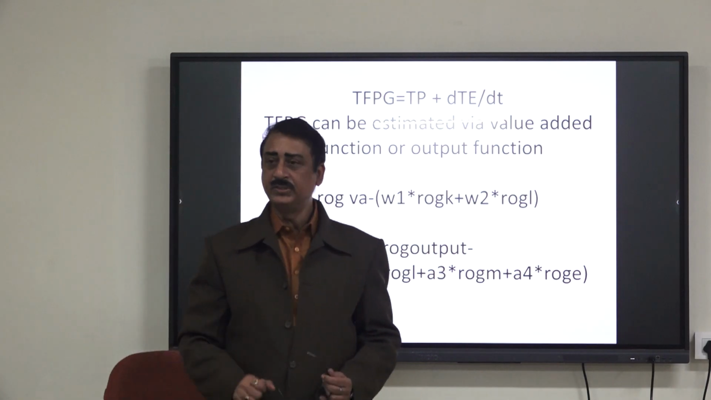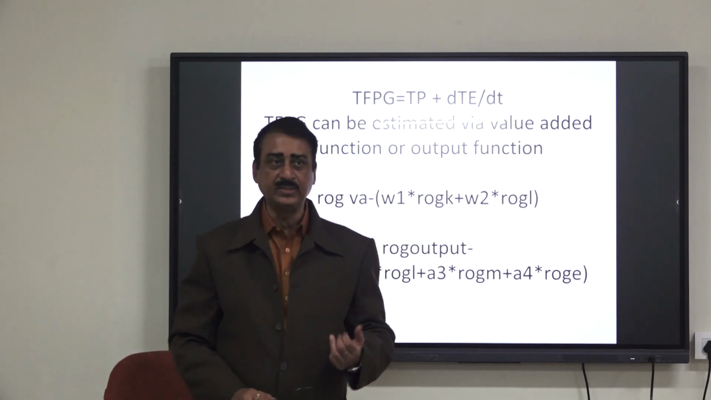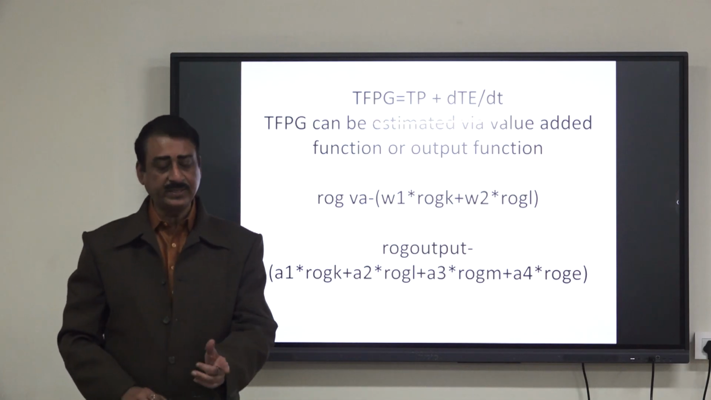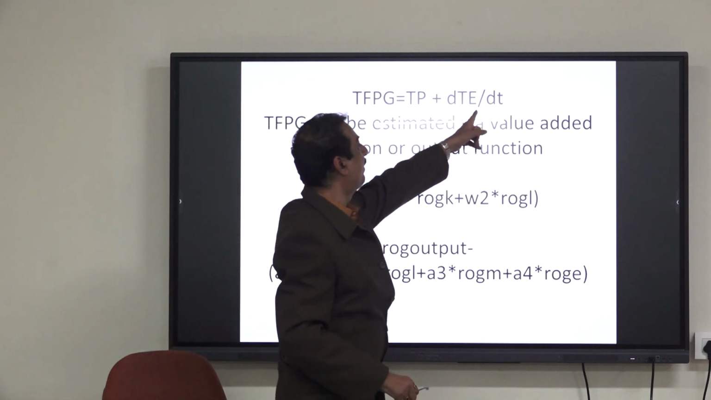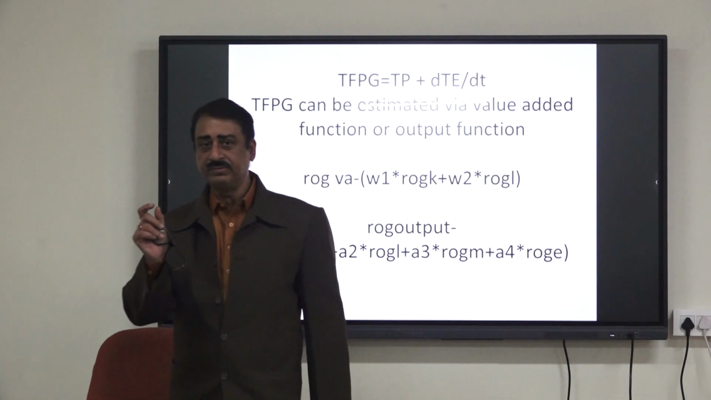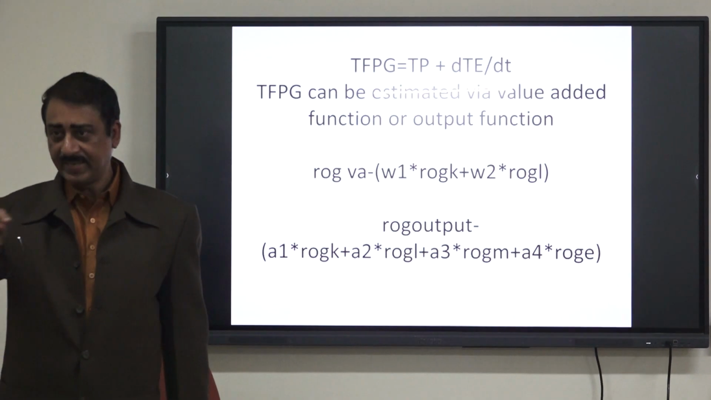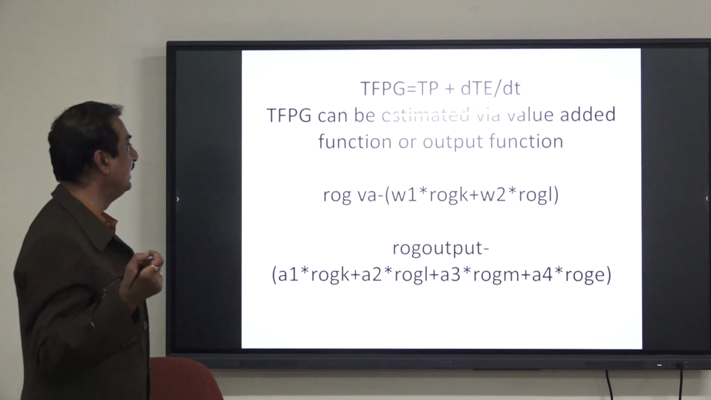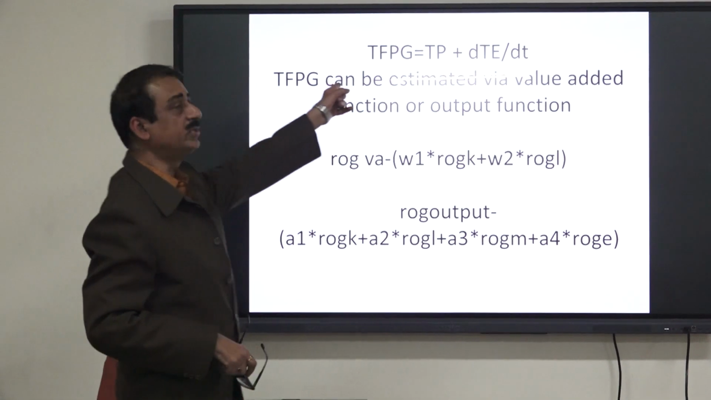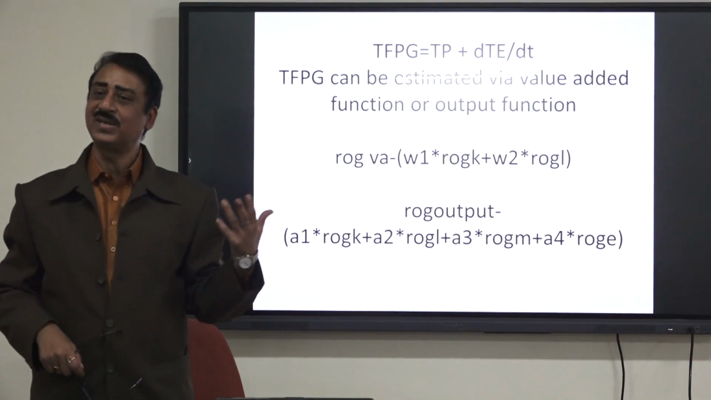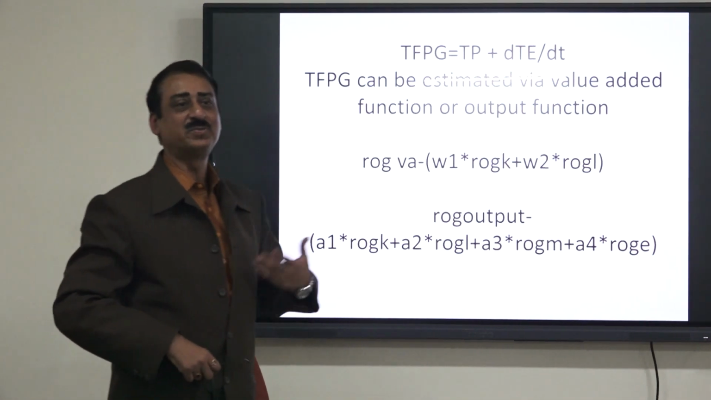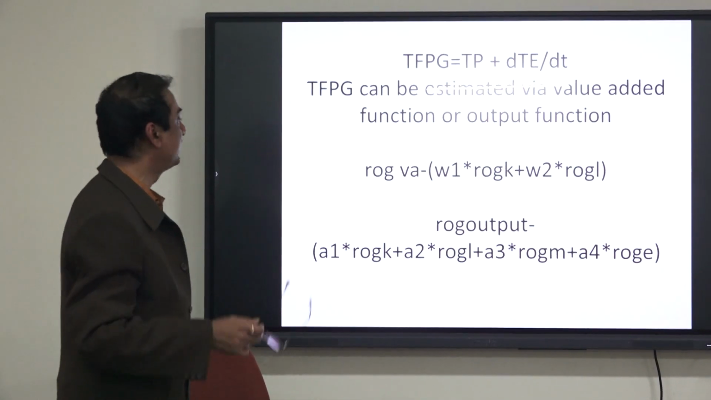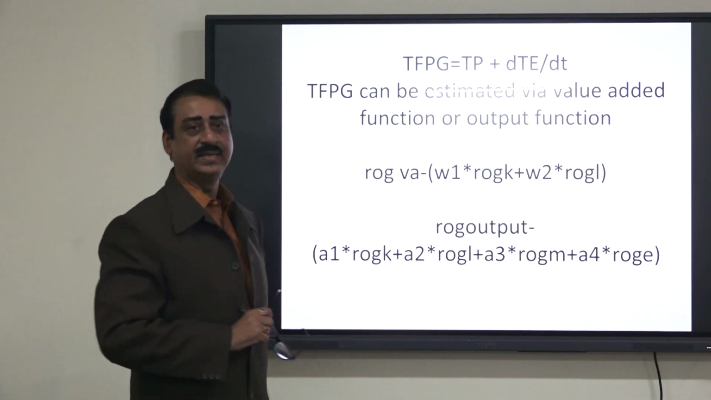And then I mentioned to you that TFPG is conceptualized as technological progress or technological regress plus the change in technical efficiency. dTE upon dt means the change in technical efficiency over time. So if technological progress becomes negative, then it is technological regress. But we expect that technological progress will happen over time, so that we will be able to enrich ourselves over time. Now, how do you estimate?